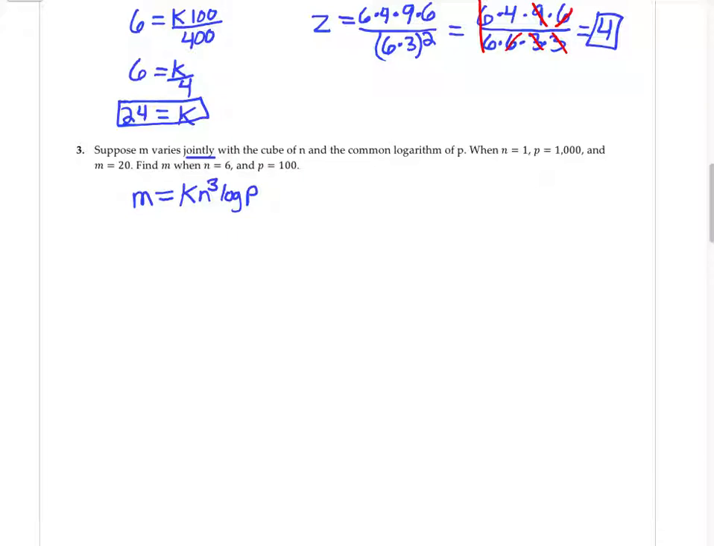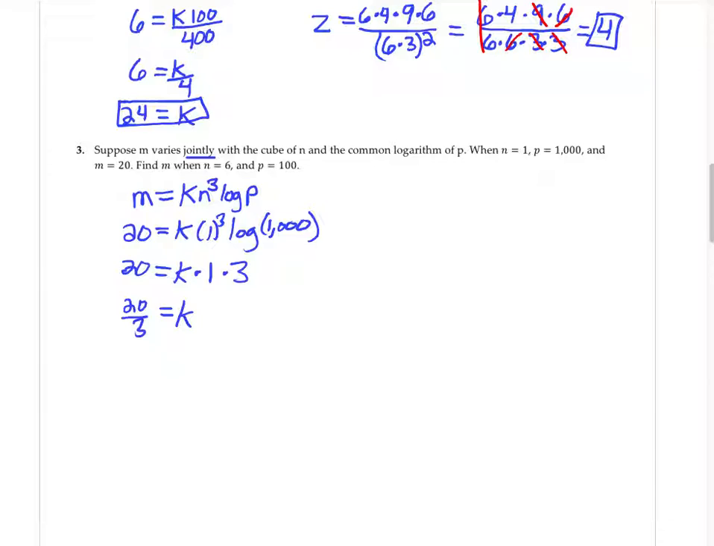All right, well, we're going to apply our measurements. So it says n is 1, p is 1,000, and m is 20. So 20 is m. N was 1, and p was 1,000 inside that logarithm. Okay, reduce and solve for k. So that's 1. Log base 10 of 1,000 is 3, because 10 to the third is 1,000. And now I can solve for k, so it looks like I just need to divide this 3 to the other side. And you can see that this time my k did not work out to be an integer.